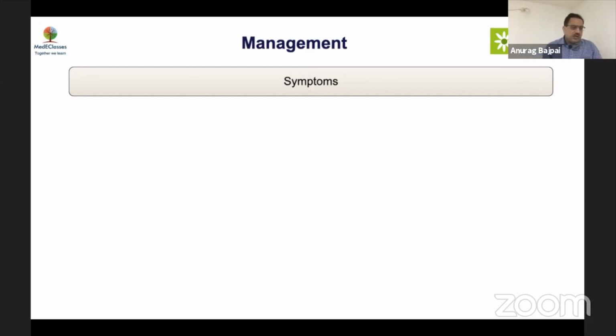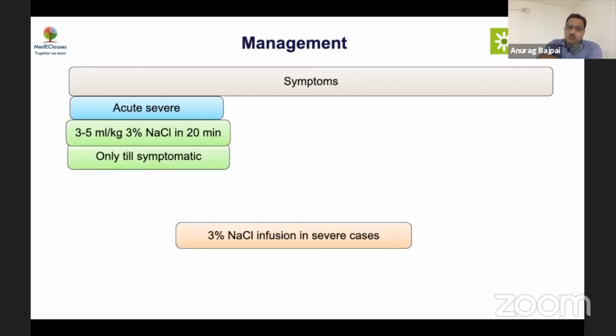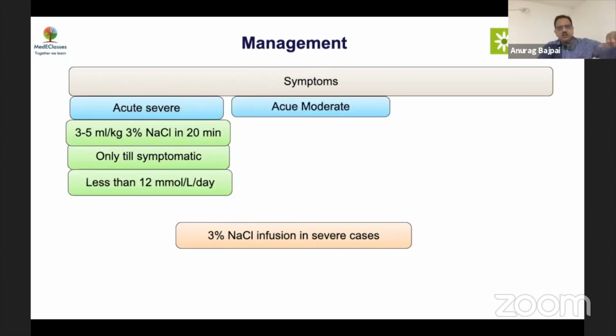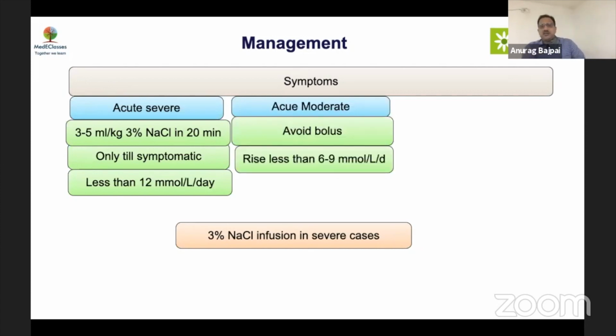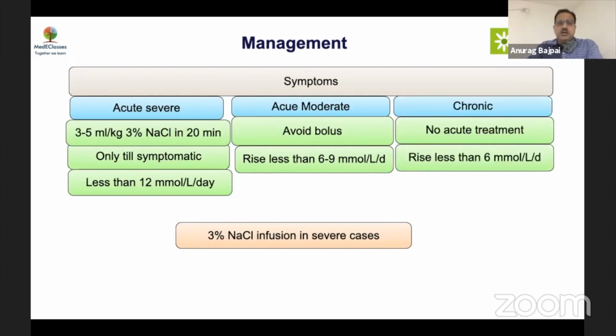Now, management is mainly divided by symptoms. If there is acute severe hyponatremia, then only you should give 3% saline, and maybe an infusion also, only till they are symptomatic. So your aim is not to raise the sodium levels to normal. The aim is basically to ensure that the symptoms go off and then you gradually build it up. For acute moderate, you have to avoid bolus. Rise should be less than 6 to 9. For chronic cases, there is no acute treatment and rise should be less than 6 millimoles per liter per day.